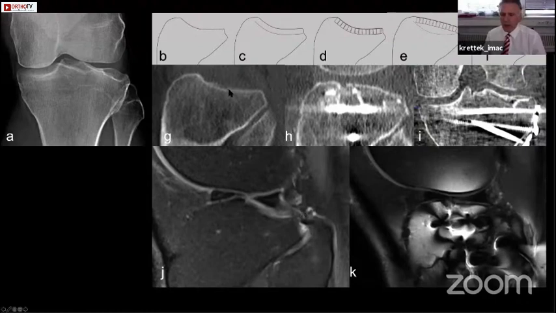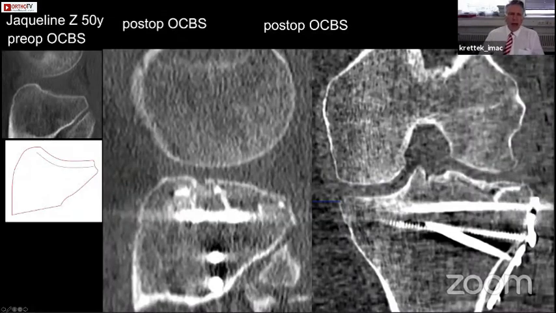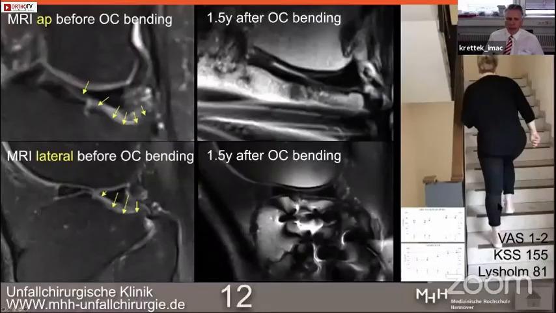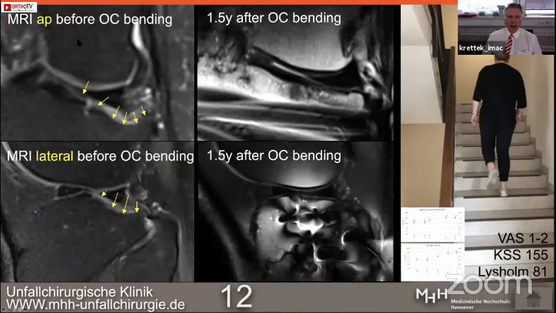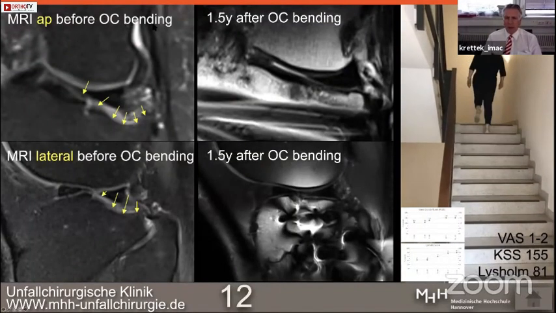Here's the preoperative situation again, and here the postoperative situation. What we achieved, we were able to make the concave deformity to a convex shape in both planes, AP and lateral, and here the MRI before with the concave defect, which was then nicely elevated. So here the situation, pre and post-op films on the lateral view, nice convex correction in both planes. And we have done an MRI before and after osteochondral bending.